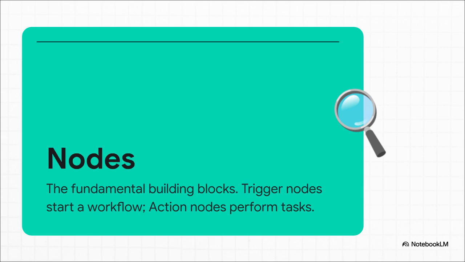And what are the landmarks on that map? Well, those are the nodes. These are your individual steps, your building blocks. You've got trigger nodes that kick the whole thing off. They're just listening for something to happen, like a new form submission. And then you've got action nodes, which do the work. Send an email, update a spreadsheet, whatever you need.